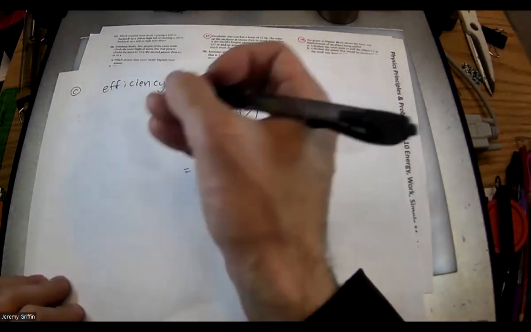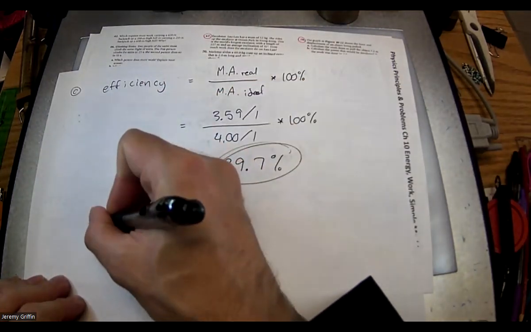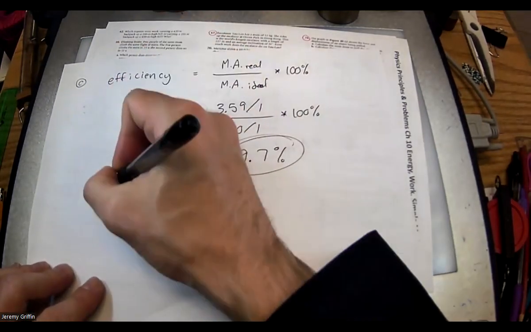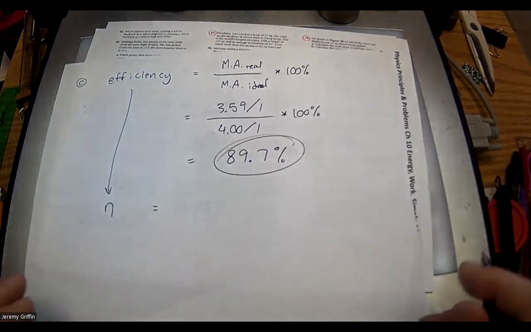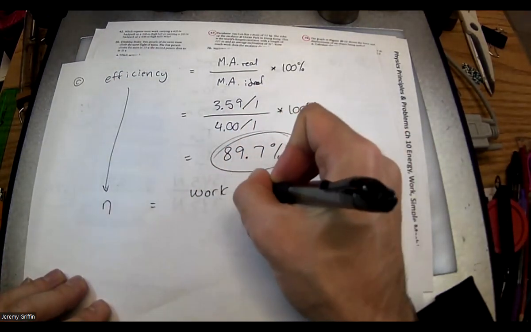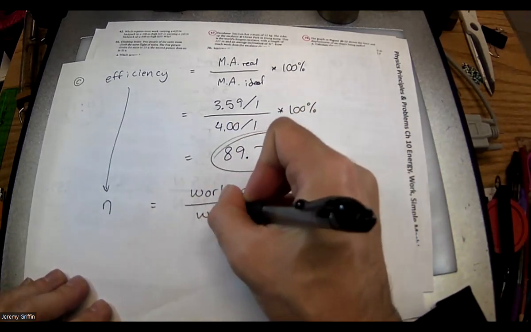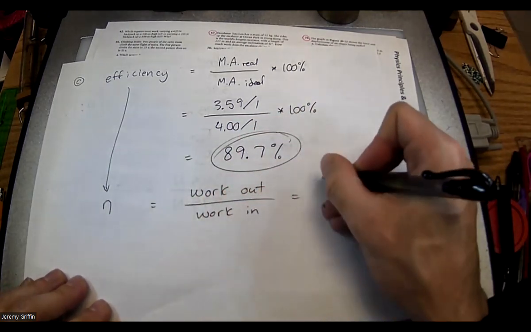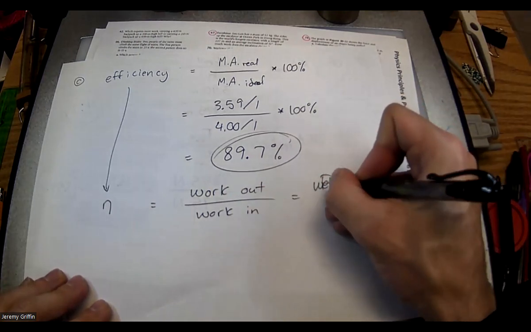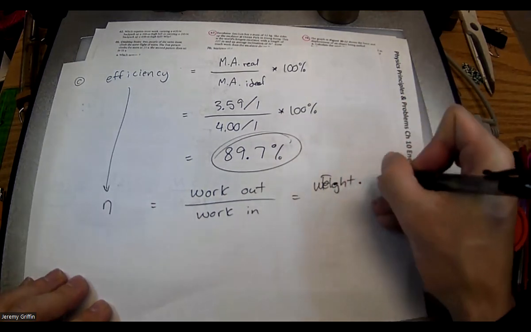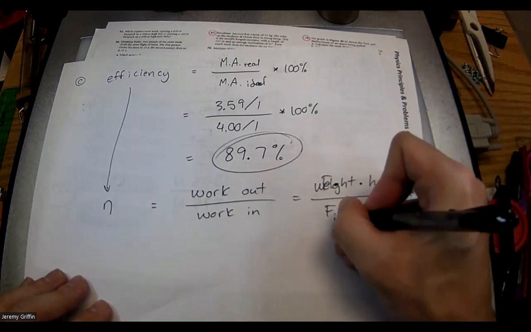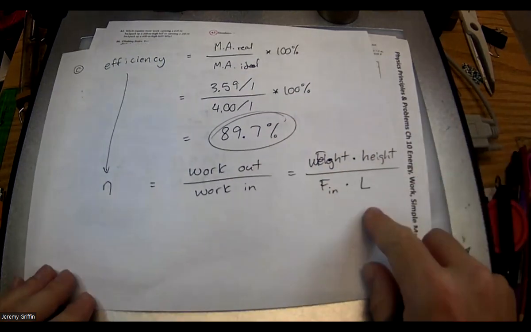Now there's another way you could also calculate efficiency. By the way, a common symbol for efficiency is the Greek letter eta. It looks like an N with an extended leg on it. So efficiency equals, here's another way, work out compared to work in, which is force times distance. Or maybe I should say weight times height, compared to input force times the length of the rope pulled.